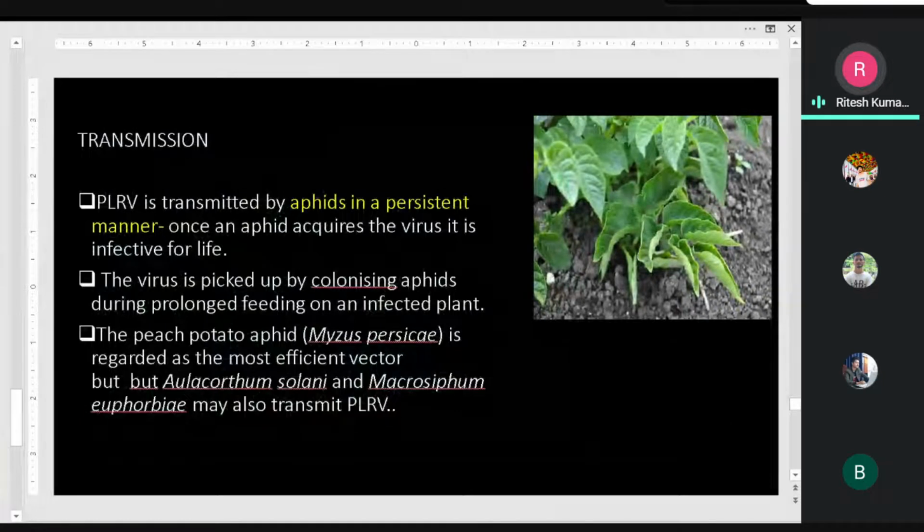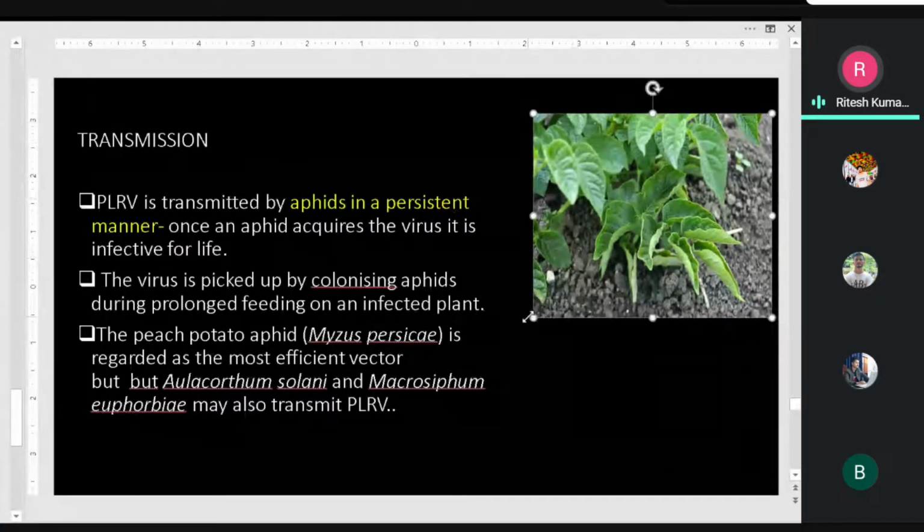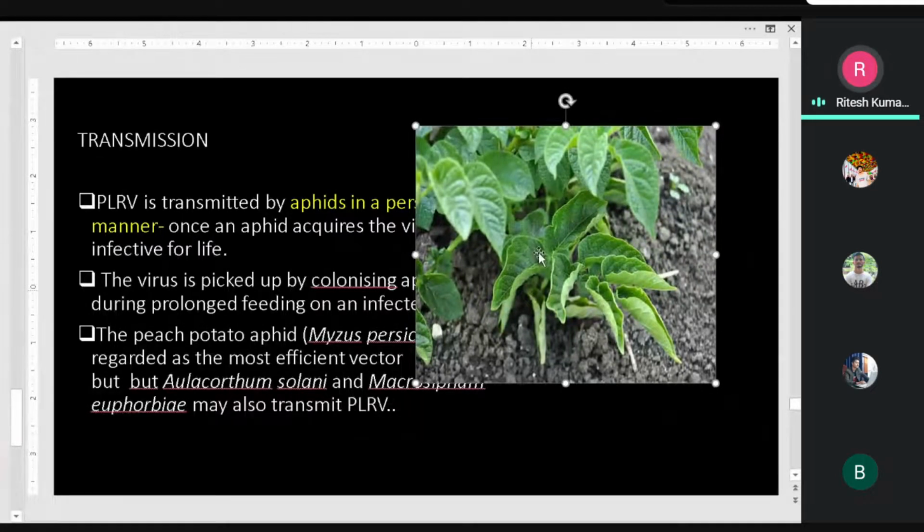PLRV is transmitted by aphids in a persistent manner. Do you know what persistent means? Myzus persicae, Aulacorthum solani, Macrosiphum euphorbiae. There are several species of aphids. The most efficient is the peach potato aphid. Again, the PLRV symptom is upward rolling. There may, of course, be mottling, there may be mosaic, but those are not diagnostic symptoms.